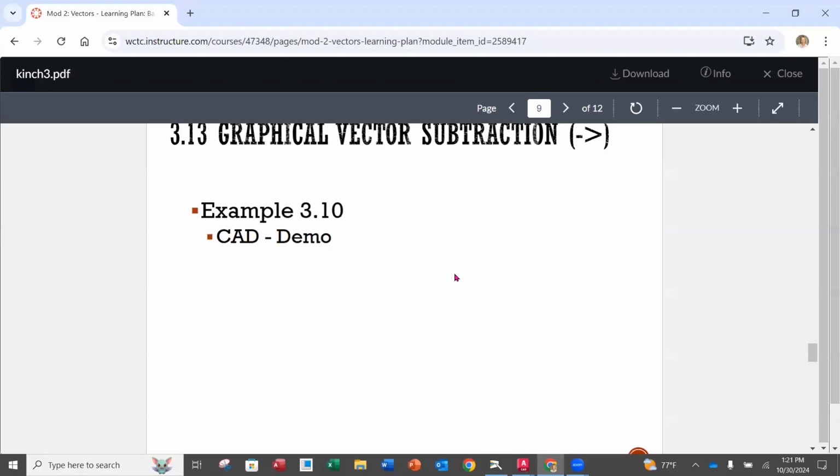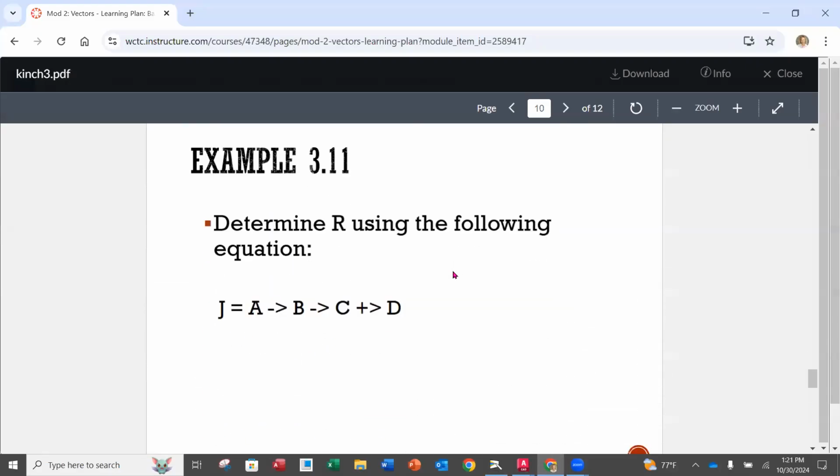So if we go to our next example, this is going to be example 11.3. It's at the bottom of page 56. And we're going to be doing the following equation. J is equal to, which is going to be our resultant, A minus B minus C plus D.